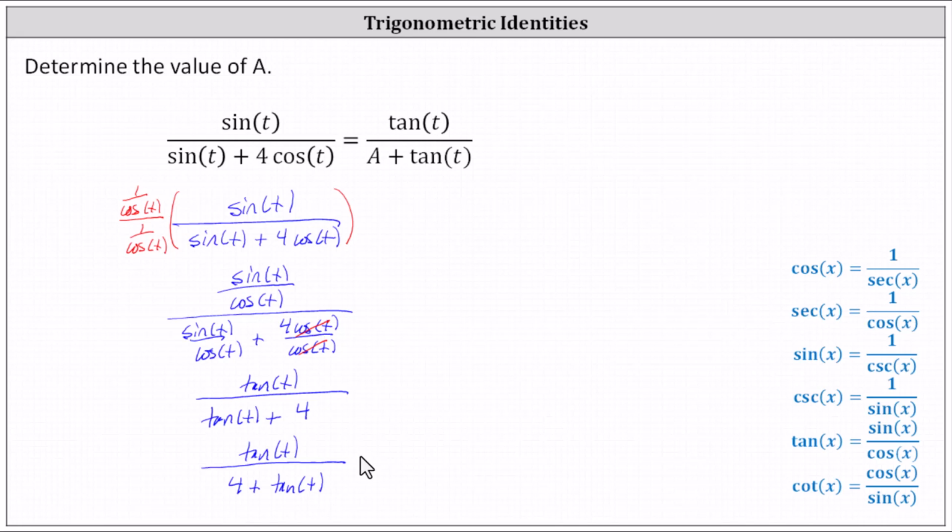And now if we compare this to the right side, we have tangent t divided by the sum of a and tangent t. We can see that a is equal to 4.